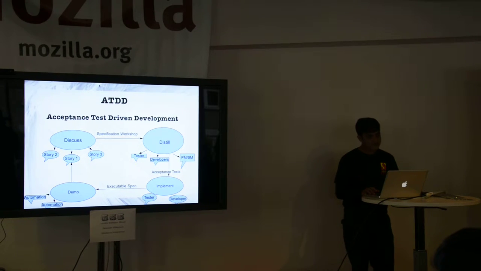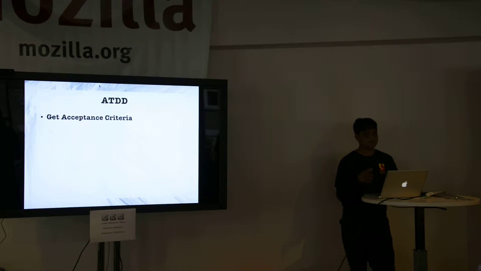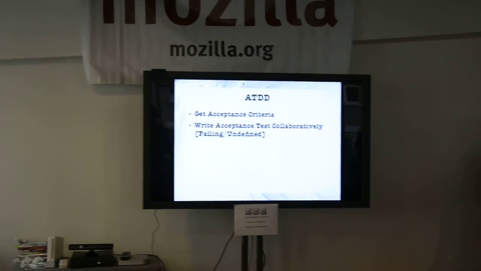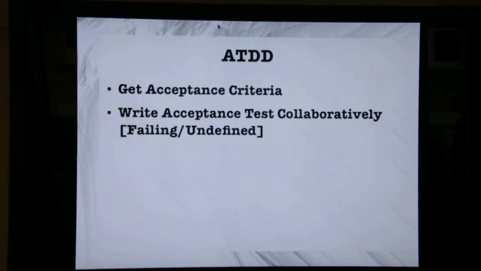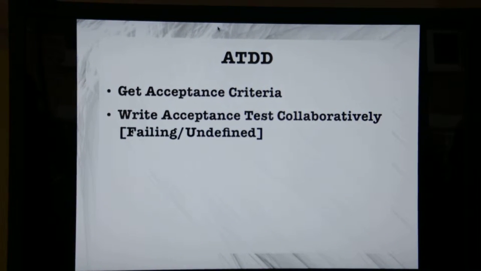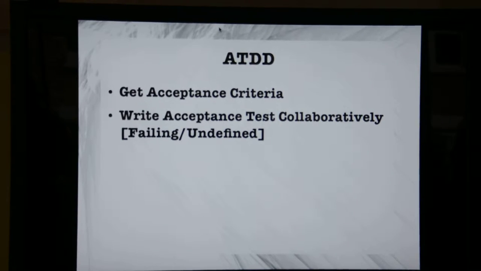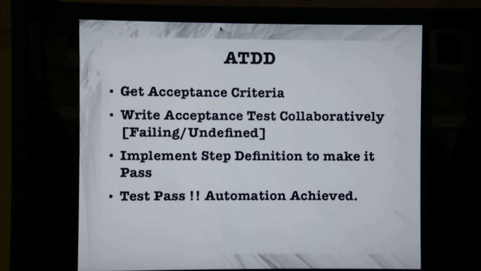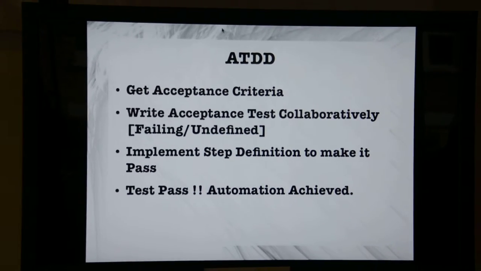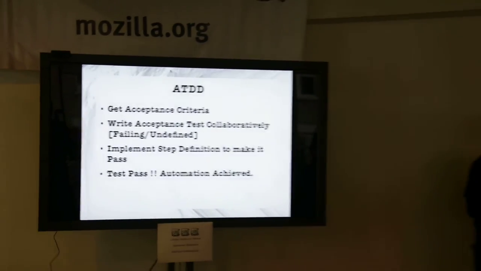So briefly, the idea is to get acceptance criteria, then write automated tests collaboratively with your team, involving everyone in the team, like project managers, developers, the scrum master, or maybe a business analyst. So everybody is involved and writes acceptance tests. At first we have failing or undefined tests, then we implement some step definitions to make them pass. And once our tests pass, then we call it an automated story. So this is the basic idea about acceptance test driven development.